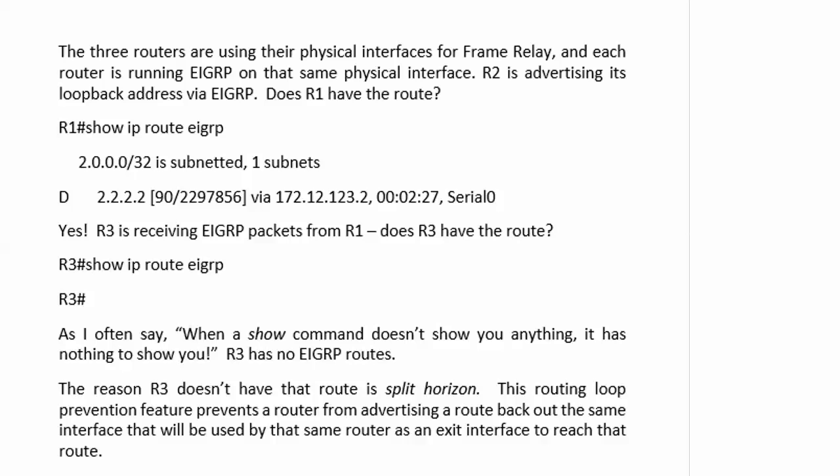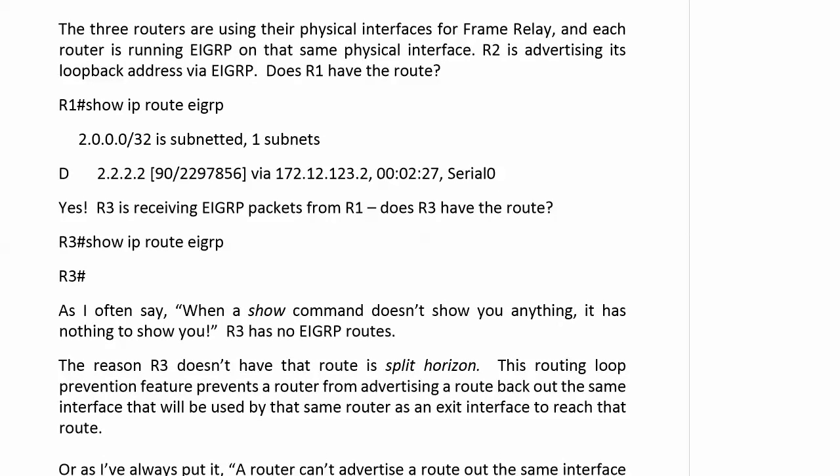It's a route update. And the three routers are all using their physical interfaces for frame relay. They're all running EIGRP on the same physical interface. And router 2 is advertising its loopback address via EIGRP. That's the only network it's advertising. And here you can see I ran show ip route eigrp, and here's the entry. So router 1 is getting that entry.